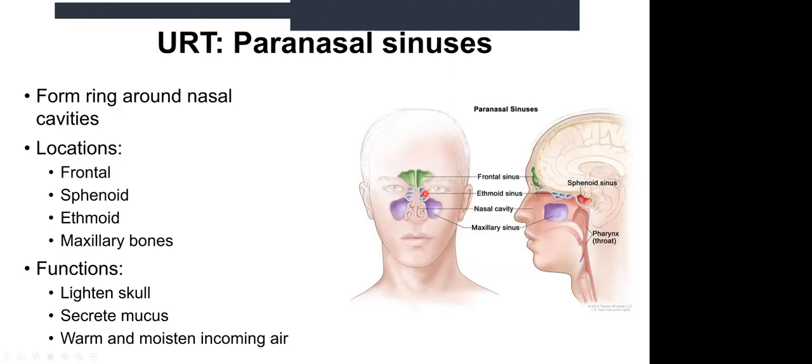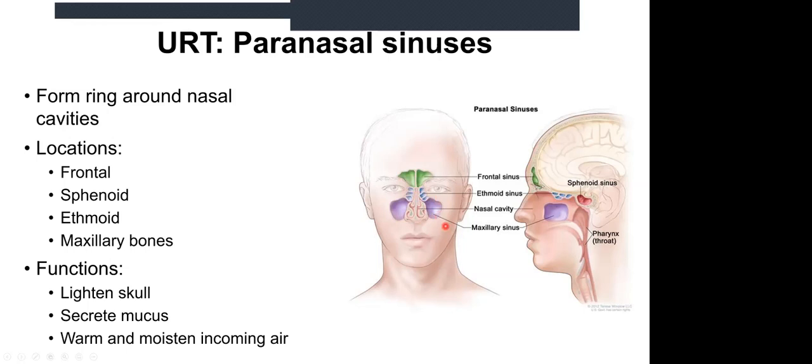Additionally, we have the ethmoid sinuses, which are located just deep to the lateral bridges of the nose. And then finally, the maxillary sinuses, which are kind of embedded within the maxillary bones. They're kind of pockets of empty air-filled openings in the maxillary bones.